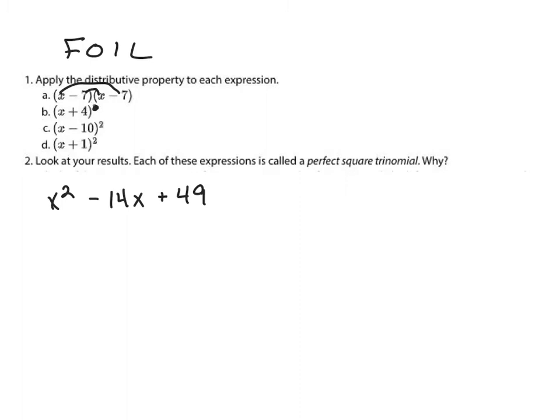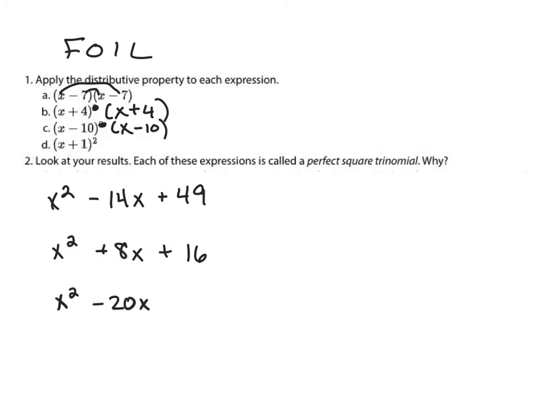Okay, this next one, I'm not going to do that. I'm going to write them twice and do the same thing. First times first. Outer is positive 4x, inner is positive 4x. So that's an 8x. And last, 16. Again here, first, outer is negative 10x, inner is negative 10x, that's a negative 20x, and last is positive 100. And last but not least, x squared, outer is 1x, inner is 1x, add those together, and last. Okay, so we apply the distributive property to each expression using our fancy-dancy FOIL.